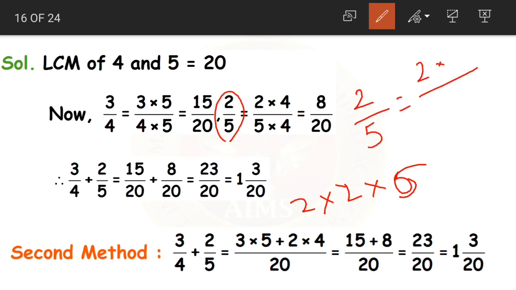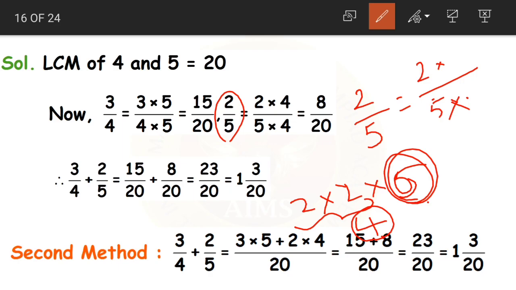Now how to convert this into an equivalent fraction? Look at the LCM here. We already have 5. 2 2s become what? 4. So 4 is missing from the denominator. So multiply both the numerator and denominator with 4. Clear, students? Or you can also understand it as: we have 5, now how many times 5 is equal to 20? We know that 5 4s are 20. So just simply multiply it with 4.